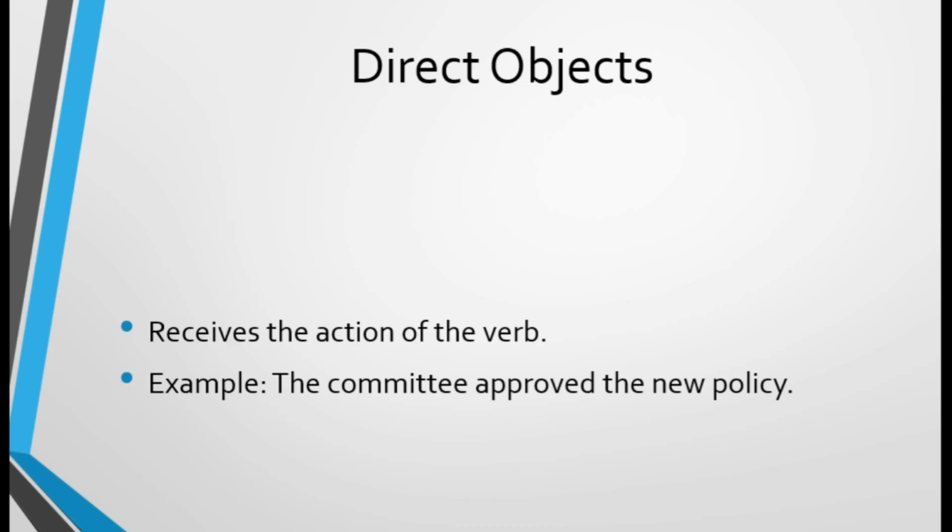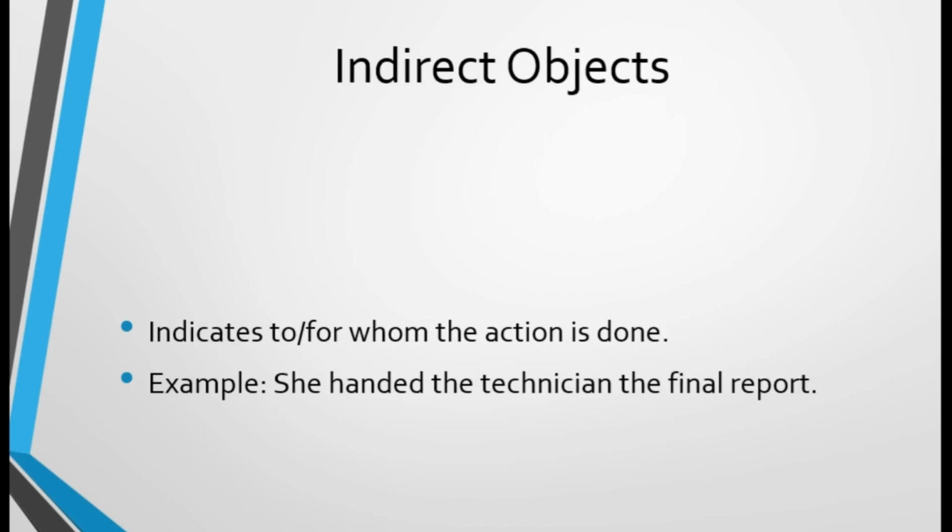Moving to the indirect object, which refers to whom or for whom the action has been done. So, she handed the technician the final report. What did she hand the technician? She handed the technician the final report. So final report is the direct object. Now, to whom did she hand the final report? It will be technician. So that's the indirect object.